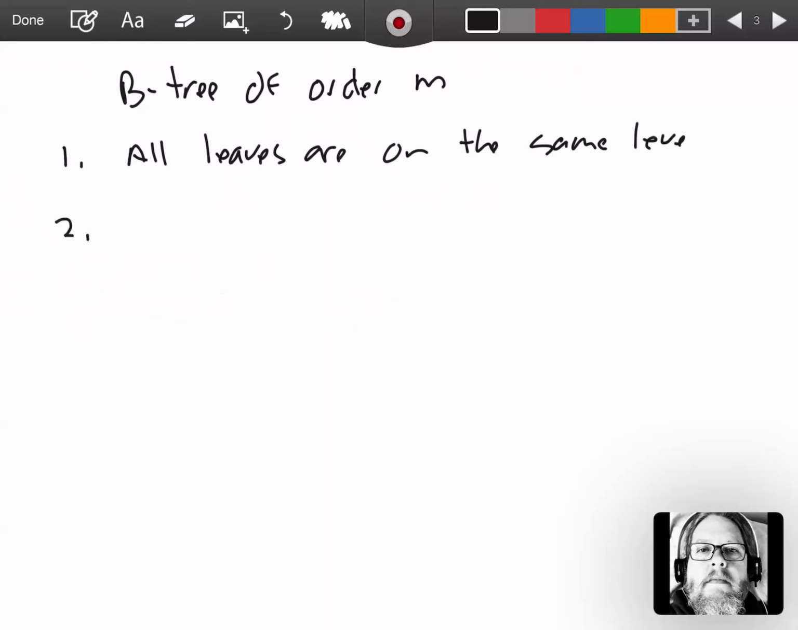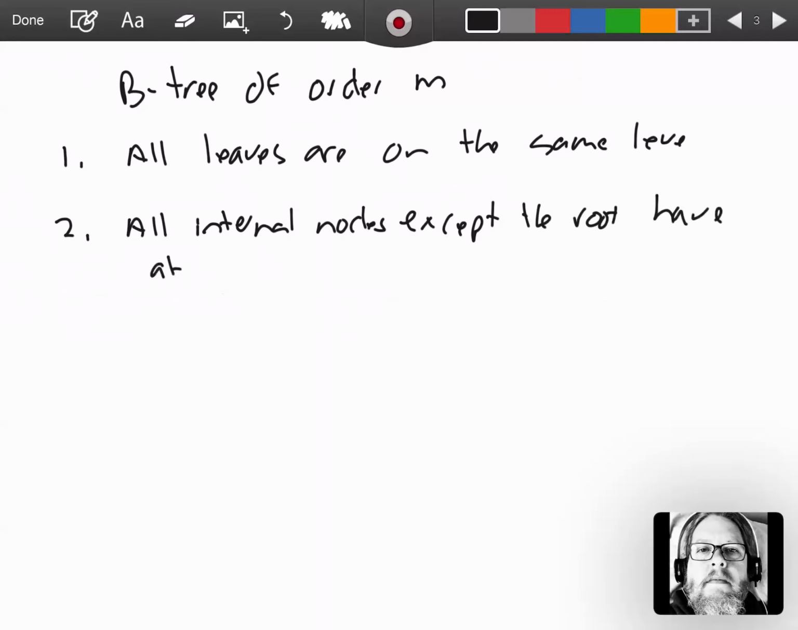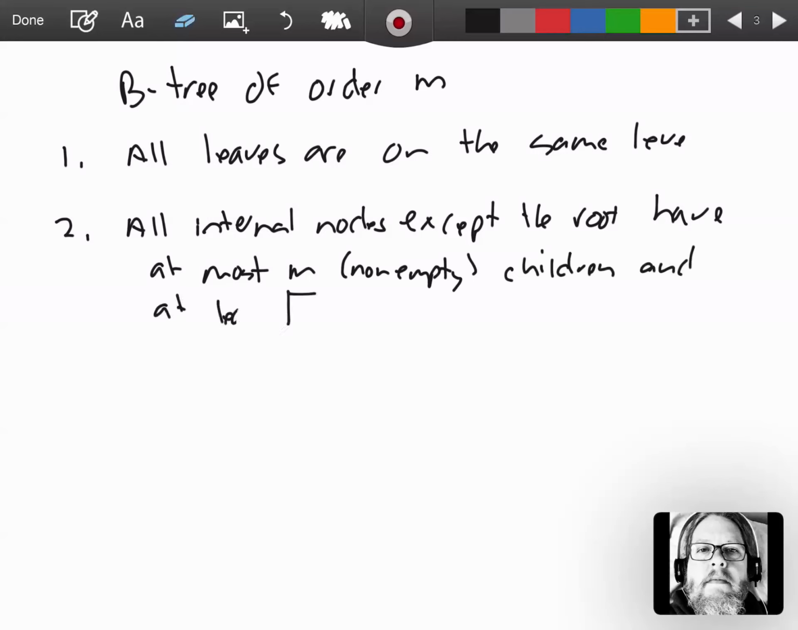Second part is that all internal nodes except the root have at most M, so not empty, children, and at least the ceiling of M divided by 2 children.